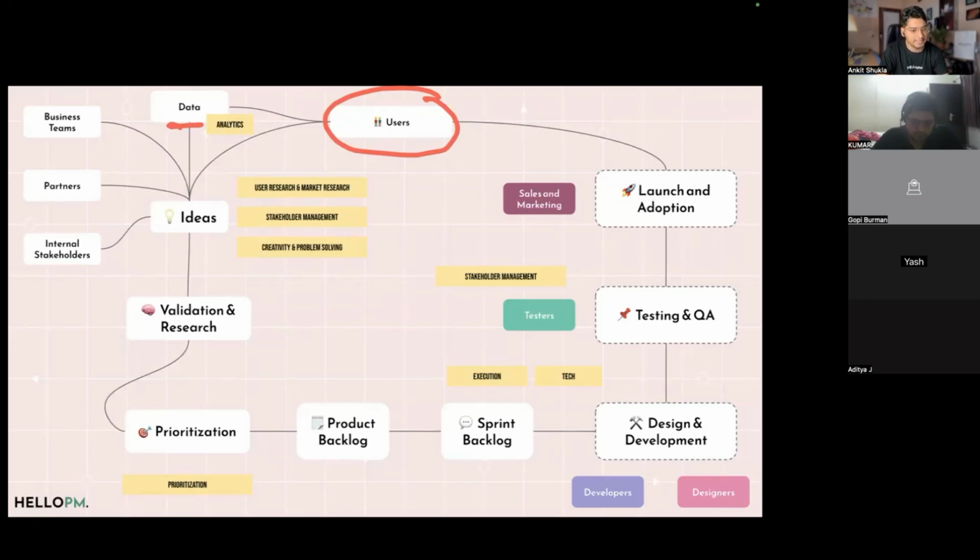Okay, so this is PM 101, and this is how the multiple skills are required. Okay, yes. Everyone, tell me on a scale of 1 to 5 if you are able to understand these skills.